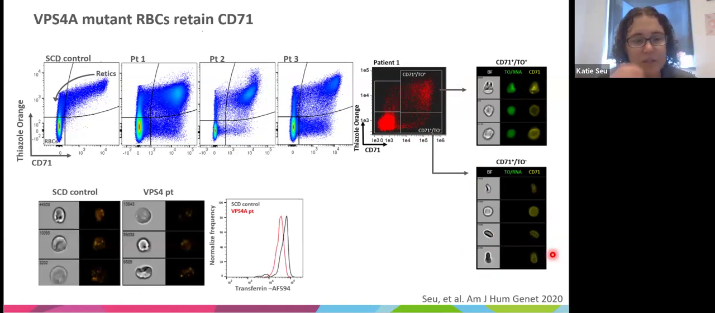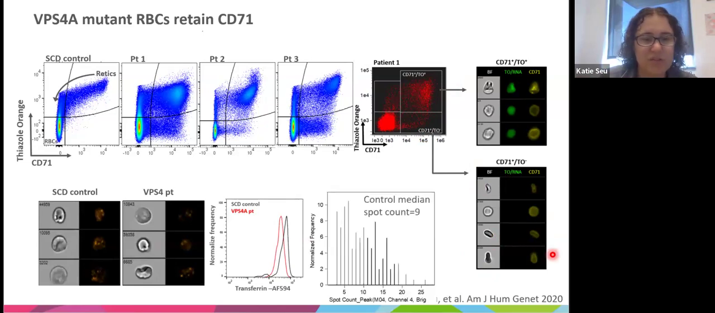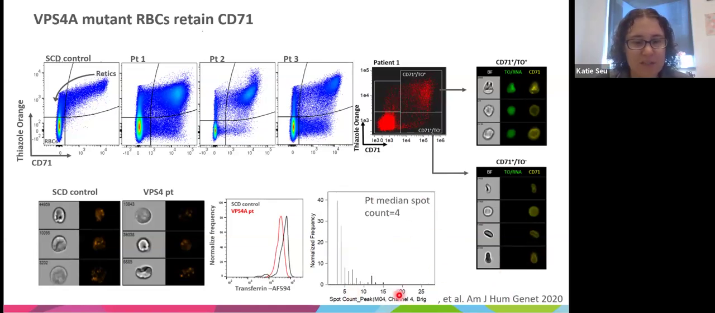We also then went ahead and used the ImageStream to evaluate transferrin uptake in reticulocytes from these patients. And so this you could quantify with ImageStream, I guess, or with flow cytometry, I should say. But using the ImageStream, you're also able to count the spots. So you would just get a single intensity measurement and say, okay, there was less. But here we can actually do a spot count and say what the average median number of spots per cell is. And this is for the control compared to the patient. And so we found that they take up less transferrin despite having an excess of the receptor, suggesting that there is some sort of block in the endolysosomal pathway.